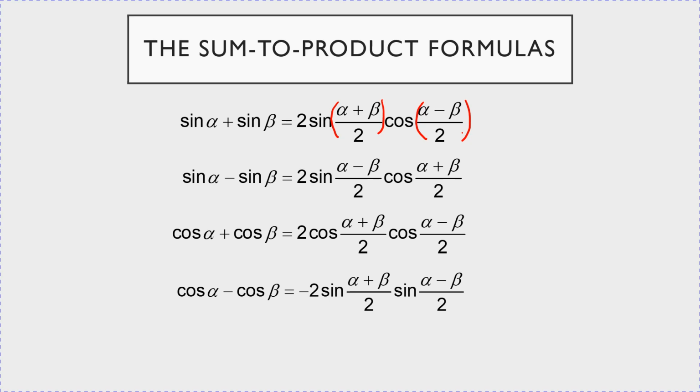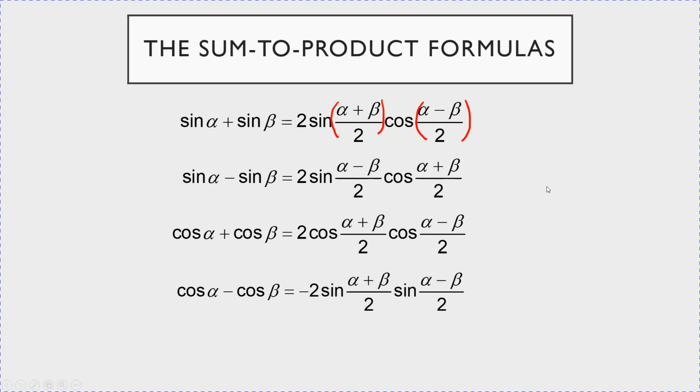You have cosine of alpha plus cosine of beta and cosine of alpha minus cosine of beta. All we want to do here is talk about how we can use these formulas and simplify. Just a quick note: these two formulas at first glance look exactly the same, but notice this negative here. So be mindful of that when you use that formula.